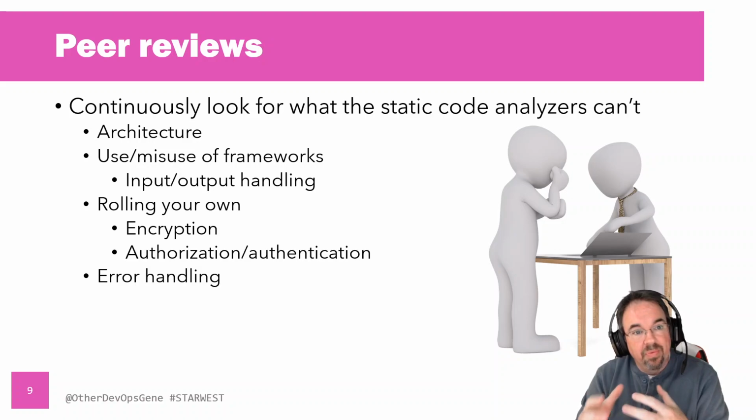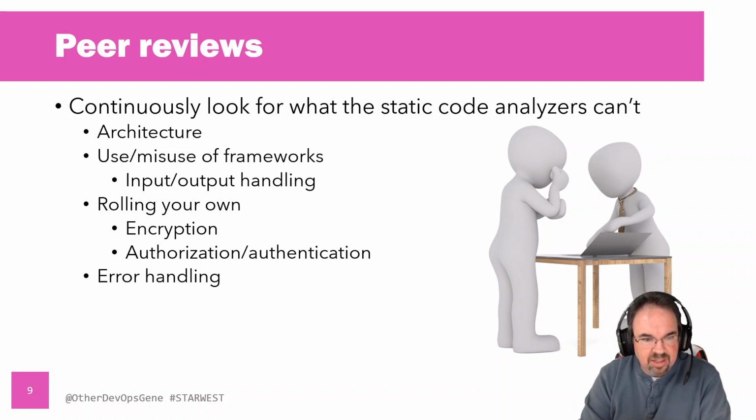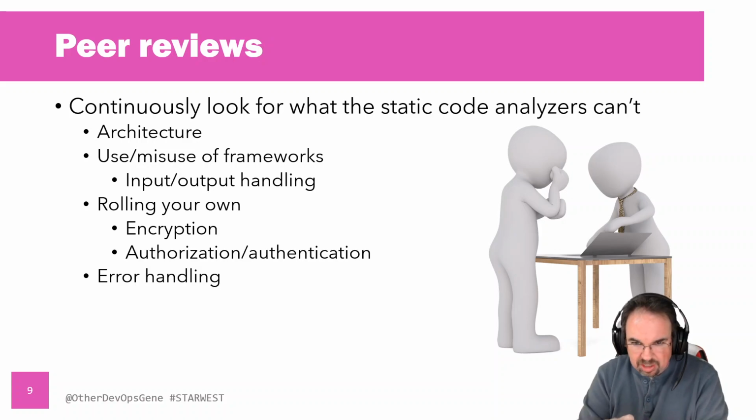And what we really would like to do is do this continuously, not just once a month we pick on some poor developer's code and tear it to shreds, but rather every time we do a pull request or a merge request, somebody looks through and says, hey, I know the static code analysis has already run, so I don't need to look for the simple stuff, right? I know it compiles, I know the unit tests run, so now I'm getting into the subjective stuff. So I can spend my time looking at the architecture, using or misusing frameworks, right?